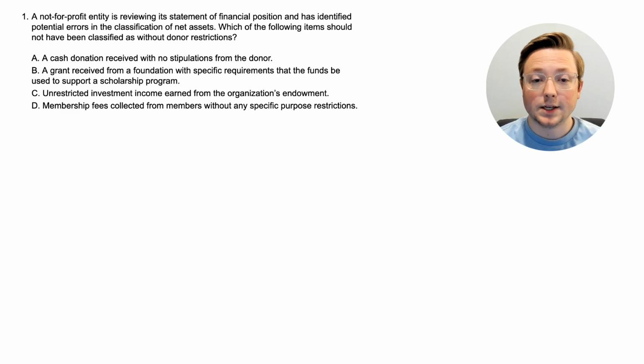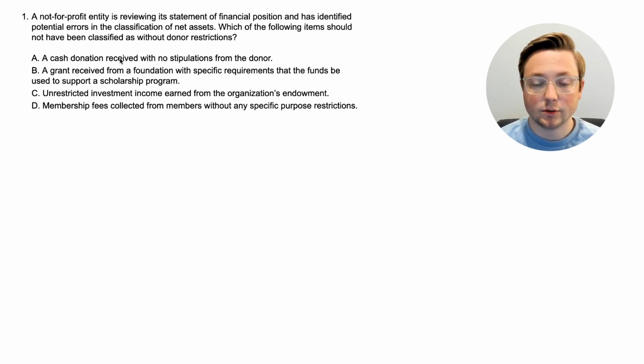A not-for-profit entity is reviewing its statement of financial position and has identified potential errors in the classification of net assets. Which of the following items should not have been classified as without donor restrictions? Okay, so again, in the previous video, we've learned a lot about these different things, so now we're trying to look at this and see which one of these should not have been without donor restrictions.